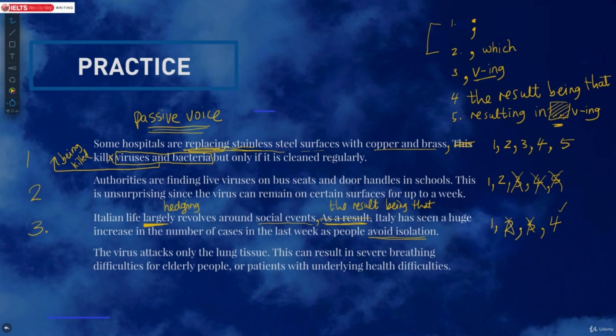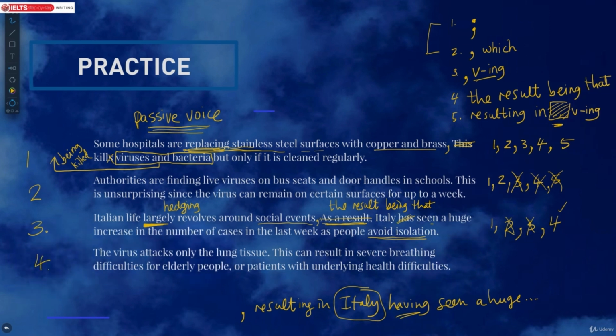And number 5, resulting in. Okay, so Italian life, comma, resulting in Italy. Yes, certainly could. Which of these verbs changes to the ing form? The answer is the auxiliary has. So resulting, let's do it down here. Resulting in Italy having, and now seen, a huge increase in the number of cases. Perfectly grammatically correct, and you're just following the structure here because there's the object, Italy, so we're allowed to do it there, and then we just change the auxiliary verb has into the ing form.